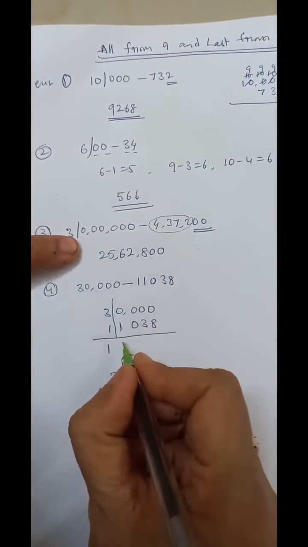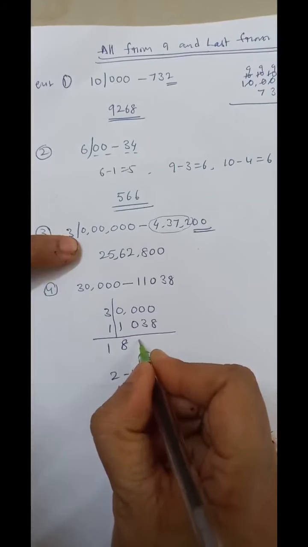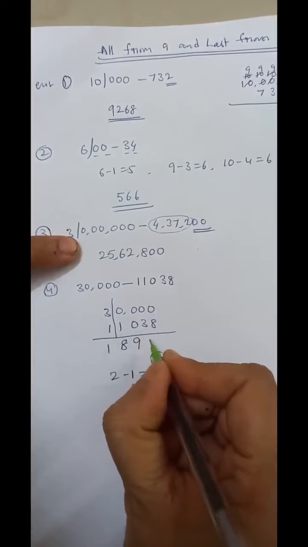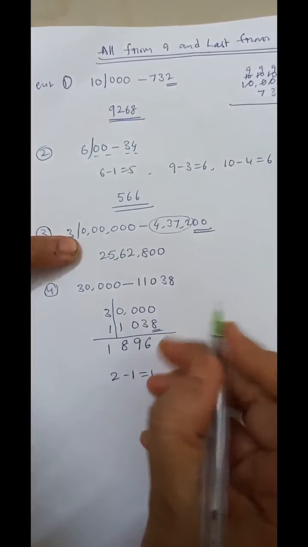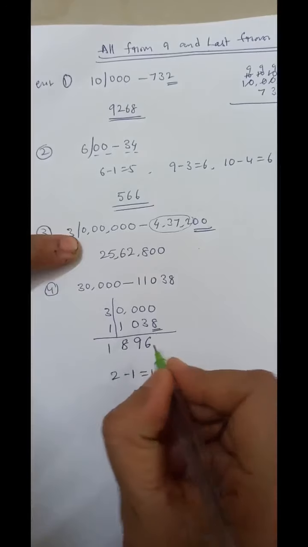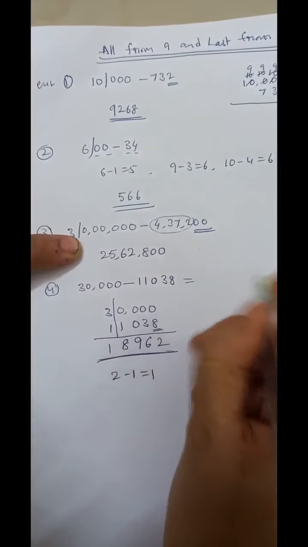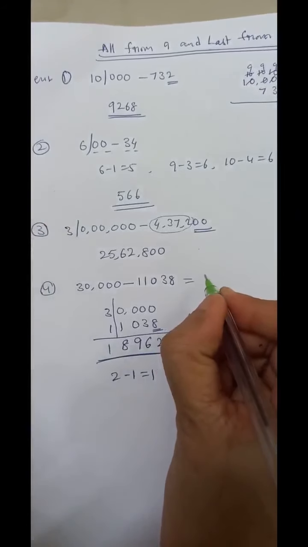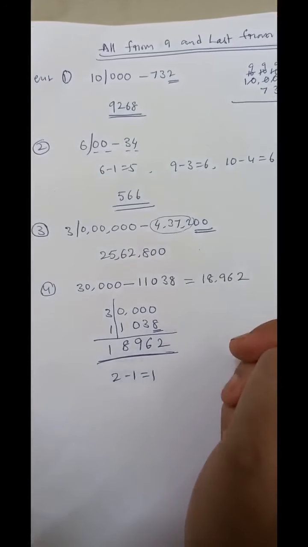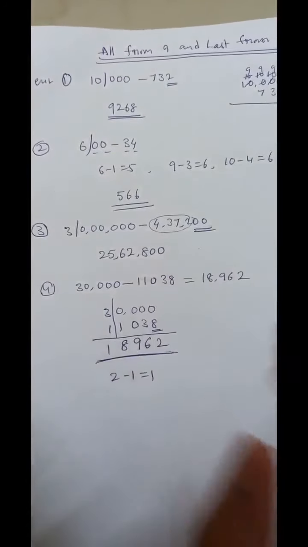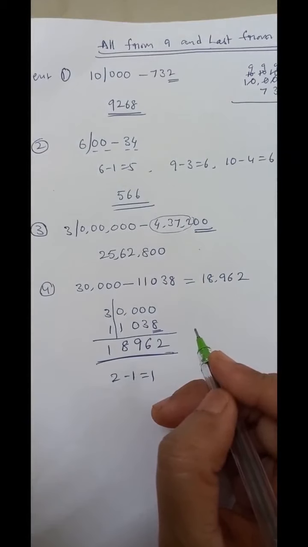9 minus 1, 8. 9 minus 0, 9. 9 minus 3, 6. This is the last number, so we need to subtract from 10. 10 minus 8 is 2. So 30,000 minus 11,038 is 18,962. Is it clear? Don't be confused. Do more practice. You will be a master in that. Okay? Bye.